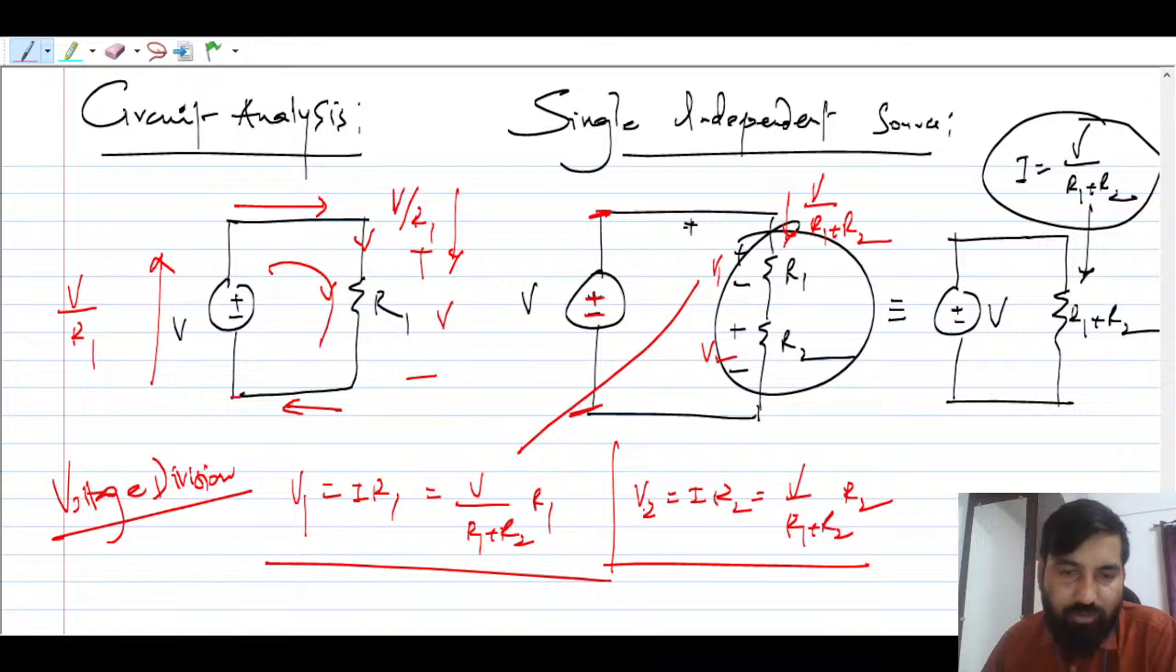We are not using any sort of KVL or KCL here. Why use KVL and KCL if there is a single source? That you have to always decide. In analog circuits, these rules are very useful.